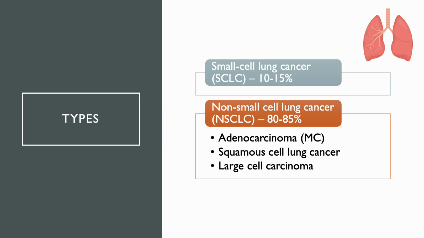And then for large cell carcinoma, it can be found either in the periphery or centrally in the lungs. It's known to be the most aggressive non-small cell lung cancer. It has a very poor prognosis, and it's usually a diagnosis of exclusion.